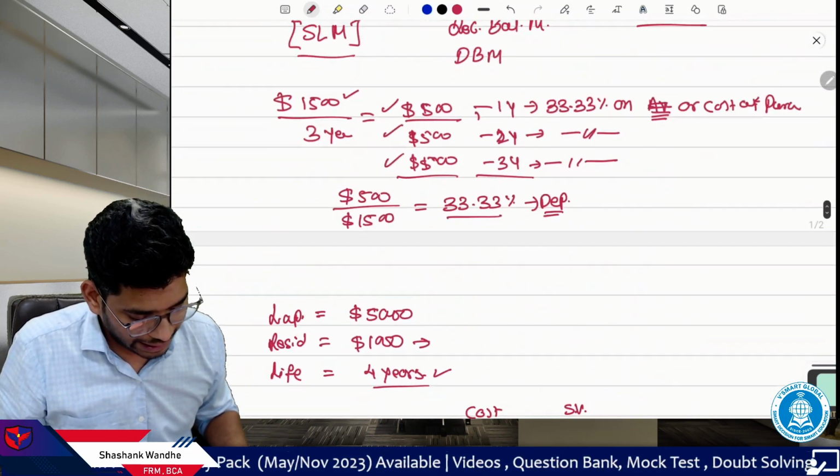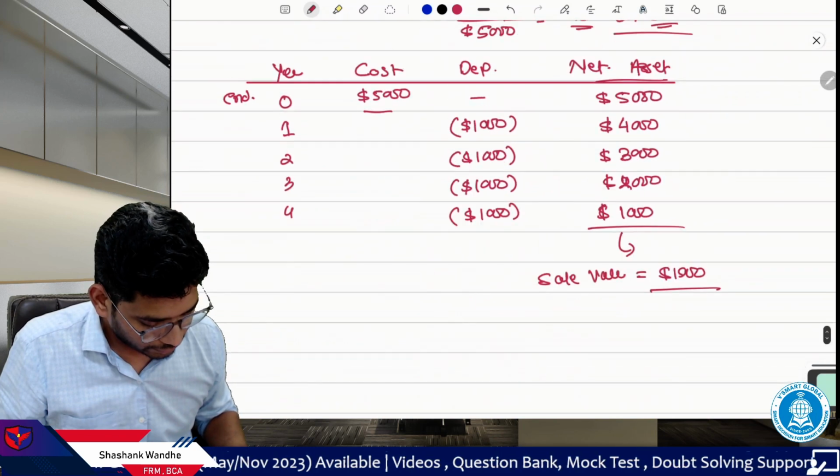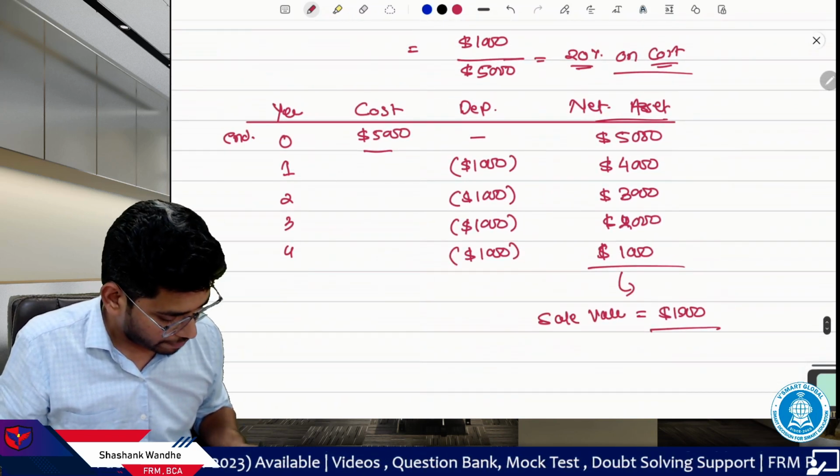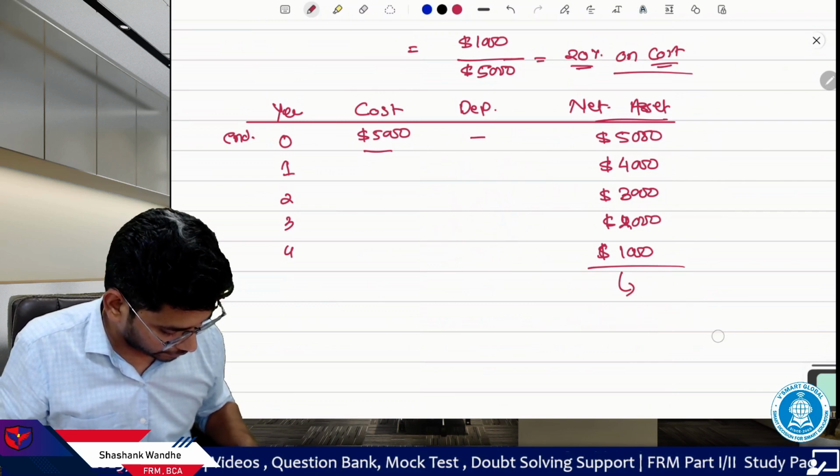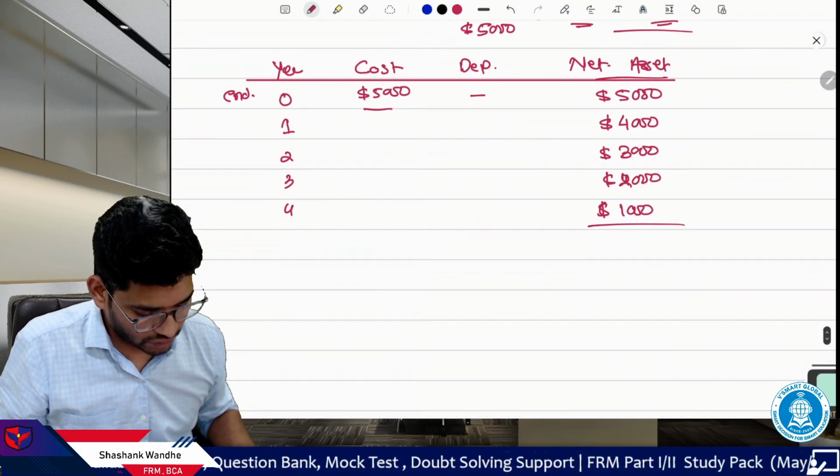Now next is the declining balance method. Now here we will use the same example, but there is one particular difference.